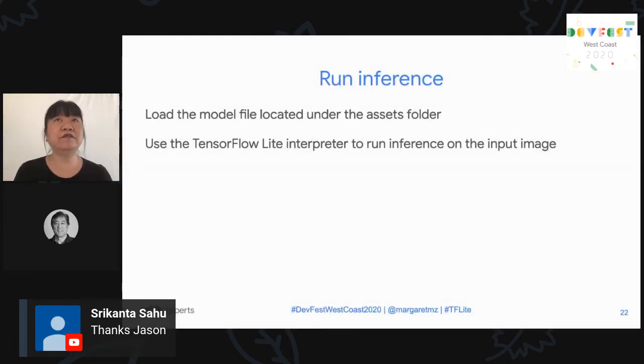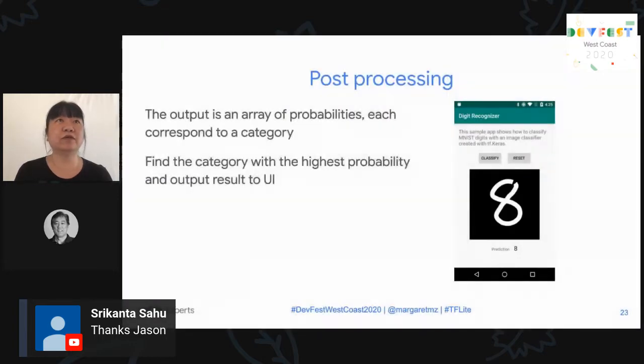And then to run the inference, you have to load the TFLite model that's created under the assets folder. And you have to also create the interpreter. You then run the inference, which will give you some sort of results. And it's like an array of probabilities, each corresponding to a category. In this case, we have 10 categories, going from 0, 1, 2, 3, etc., to 9. And then you'll find the category with the highest probability, and then output the result to the UI.